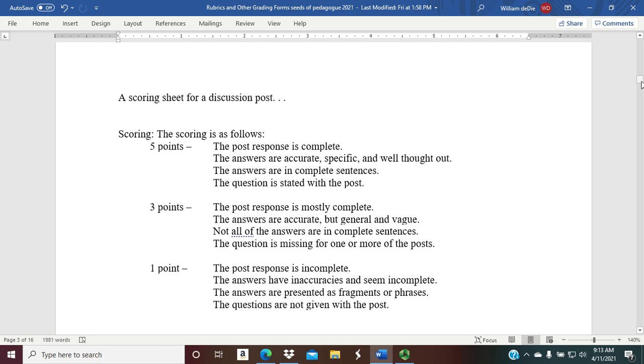A 5-point response is accurate, specific, and well thought out. A 3-point response is accurate, but general and vague. A 1-point response has inaccuracies and seems incomplete. When it's created in this way so that there are parallels from one level to the next, the description becomes very clear. The 4-point and the 2-point discussion responses are not given. It's assuming that a 4-point would share characteristics of both a 5 and a 3.